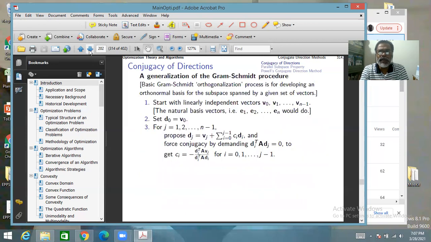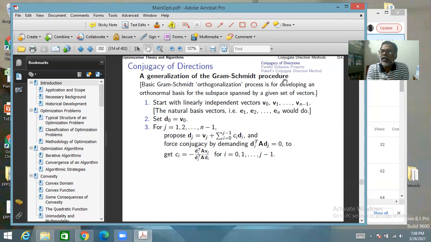One is something which is very trivial, and that is actually a generalization of the Gram-Schmidt process. The basic Gram-Schmidt process is a process for orthogonalization, that is for developing an orthonormal basis for the subspace spanned by a few vectors in n-dimensional space. Here, we talk about a generalization of that for getting not orthogonal directions, but conjugate directions.